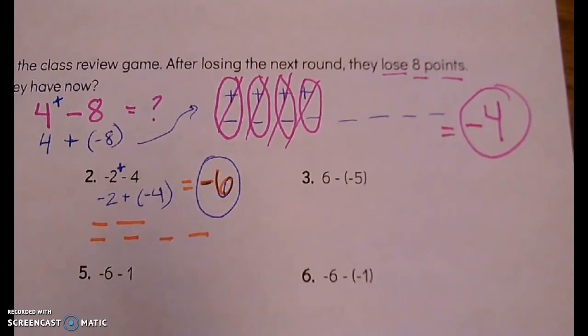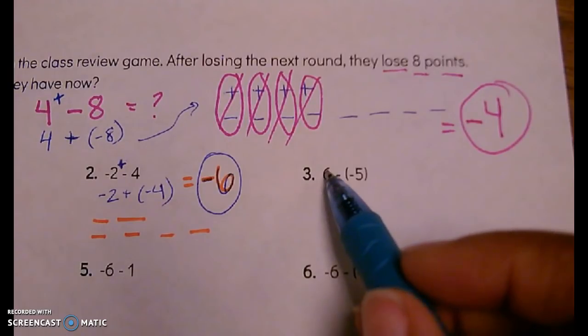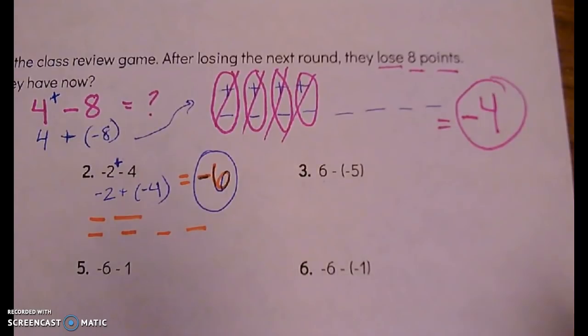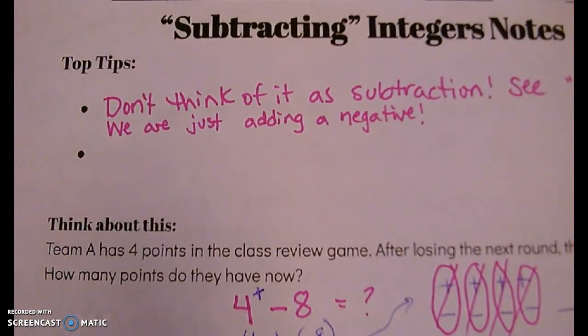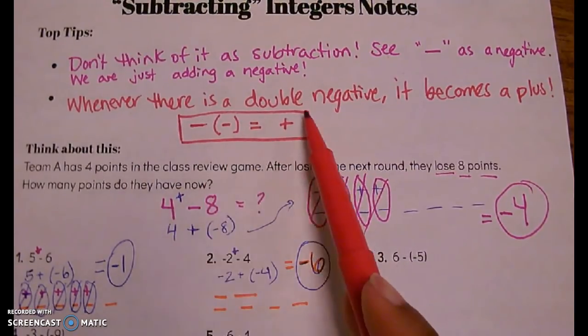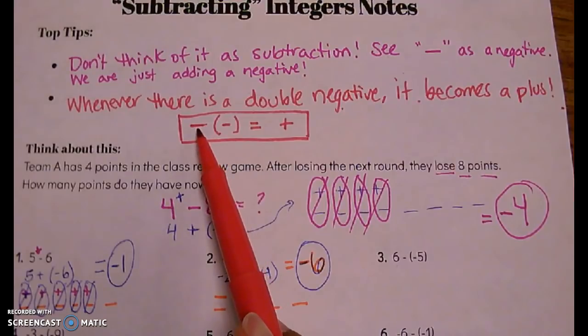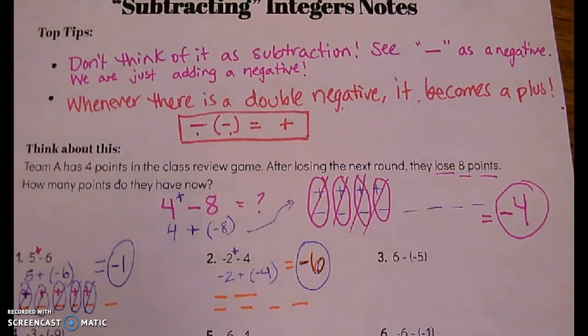Next, all right? Here's where our next tip is going to come in. If you look and see, we have 6, and then we have a negative and another negative. Here's our next tip. Whenever there is a double negative, it becomes a plus. So if you ever see a situation where 2 negatives are directly beside each other, as we see here, that will be known as a plus.